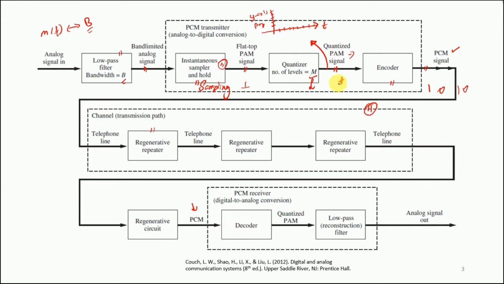After that, for this encoder we would have a decoder, and then we would have a quantized PAM, and finally a low pass reconstruction filter. Previously I talked about H0, H1 and H infinity impulse response, that is zero order, first order and infinity order hold, and eventually you're going to get the analog signal output.